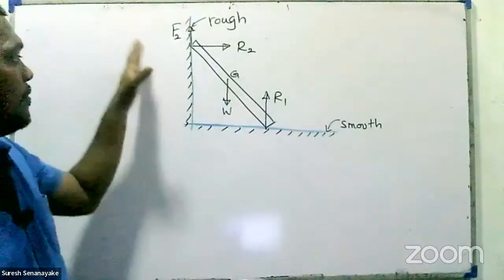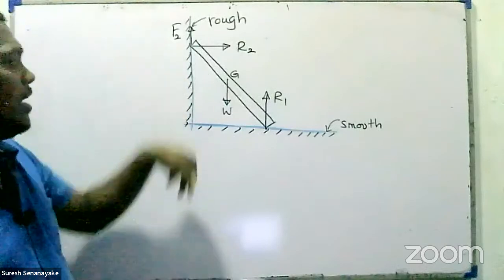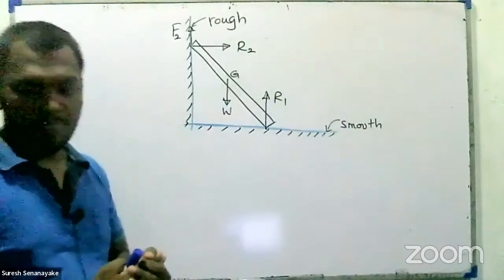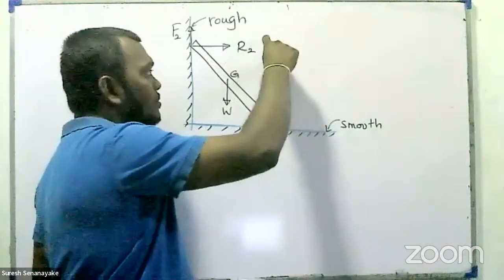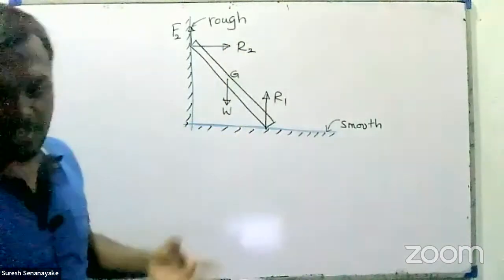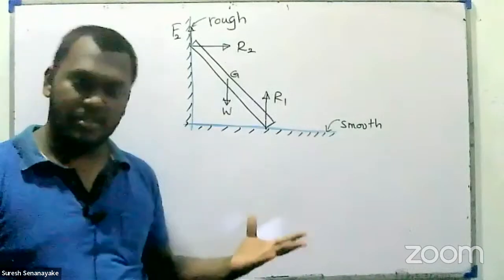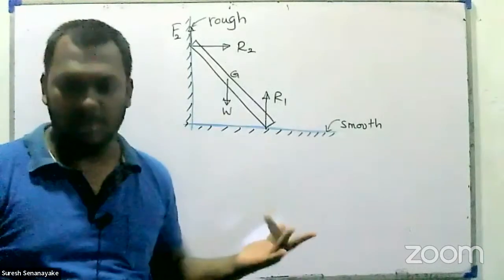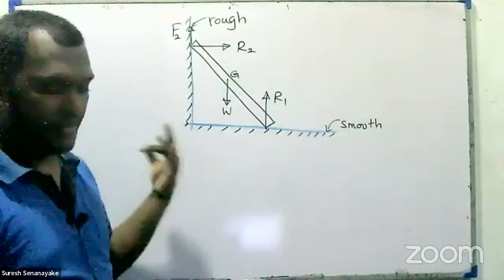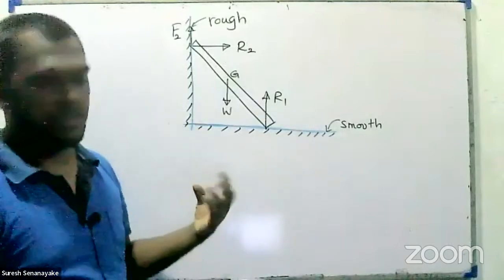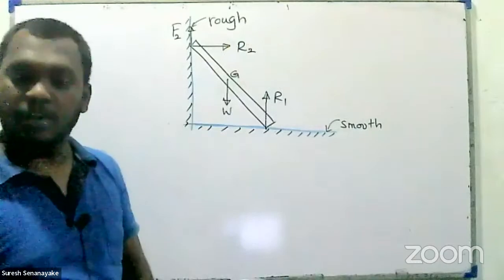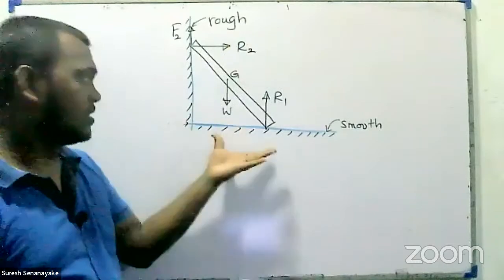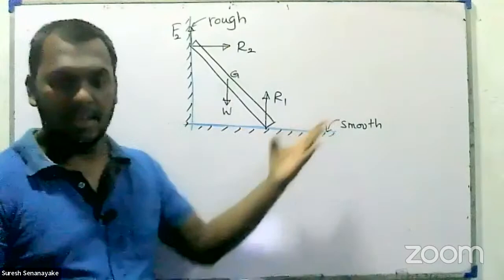So these vertical forces, the upward forces and downward forces, can be balanced. But there is only one force, R2, in the horizontal direction. There's no other force in the horizontal to balance it. At least there should be two forces to balance, right? Because one is opposite to the other. So it means that R2 will not be balanced by any force. So it cannot be in equilibrium in this position because it will be sliding.